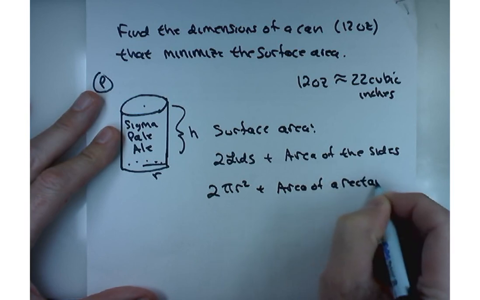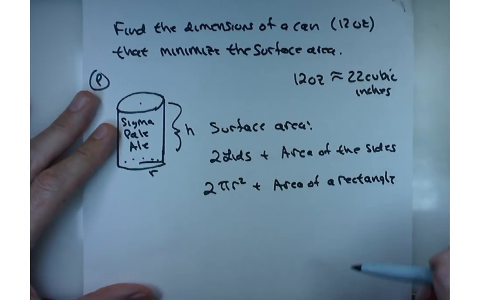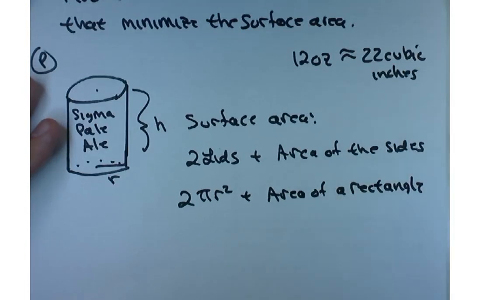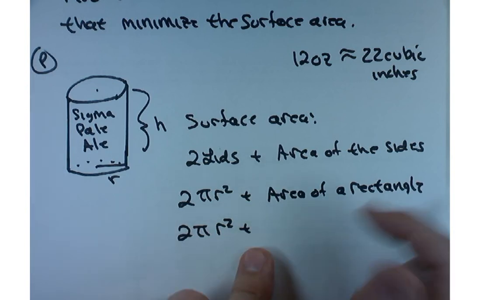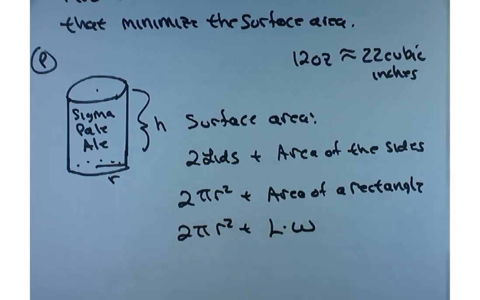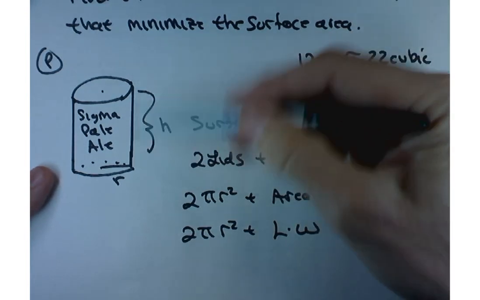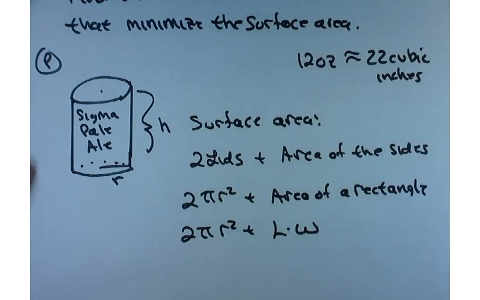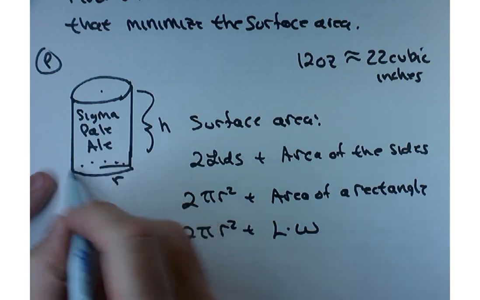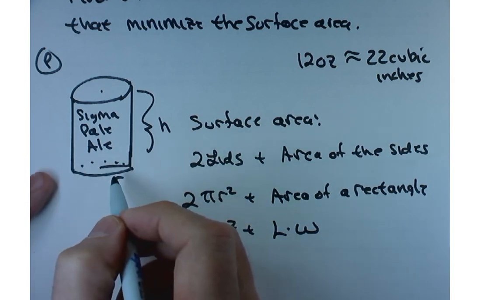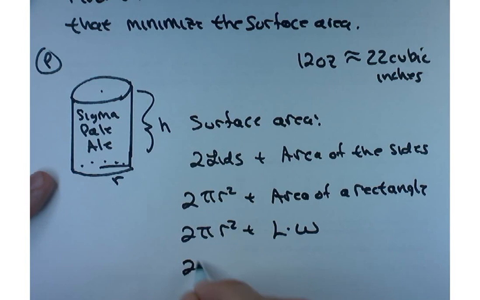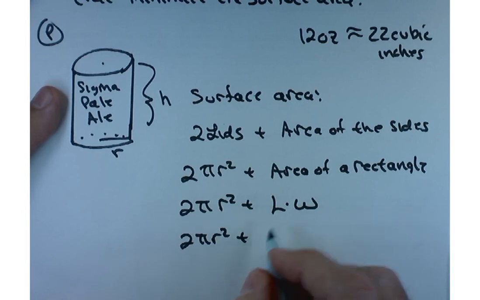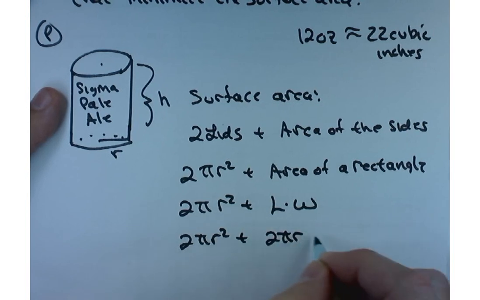What's the area of a rectangle? So we're keeping this simple. We're not trying to hit a home run right away, right? We're going to do simple length times width. 2 pi r squared plus, we'll just do length times width. Now one of those dimensions is my h here, but the other dimension is that distance around the can. Now what's that distance around that can called? Circumference. So I got 2 pi r squared plus the circumference, which is 2 pi r, times the height.